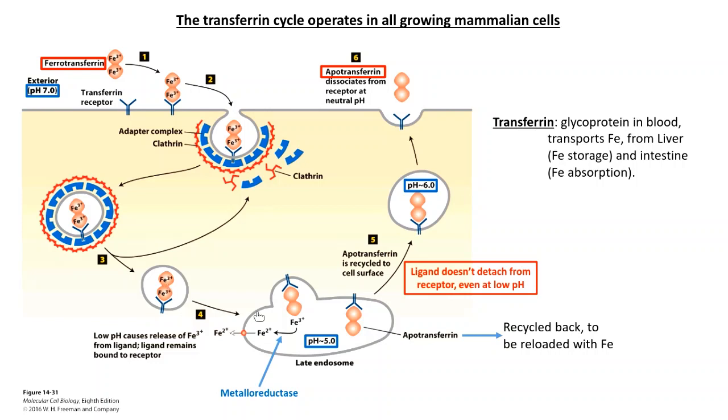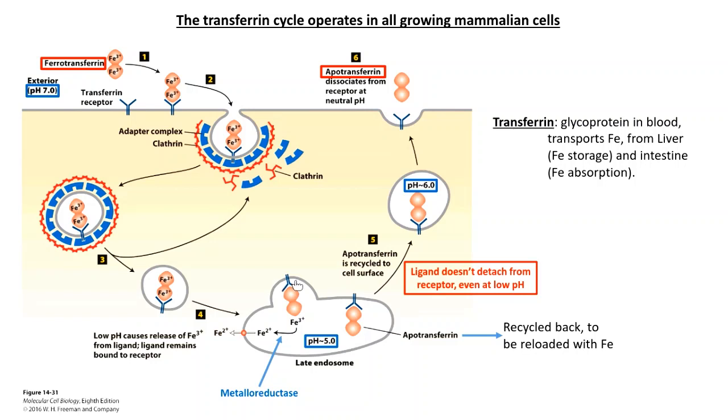Then the whole structure here, the iron in the ligand, that is ferrotransferrin, and the transferrin receptor, the whole setup goes into the late endosome. In the late endosome, the low pH causes the release of iron, not the ligand. That is unique about this particular picture. So the iron gets released from the ligand, not the ligand itself, and Fe3 plus ions go outside and get reduced to Fe2, that is ferrous ion, by endosome reductase.